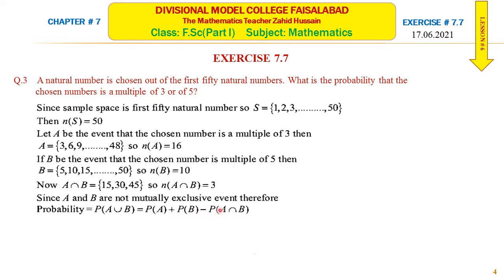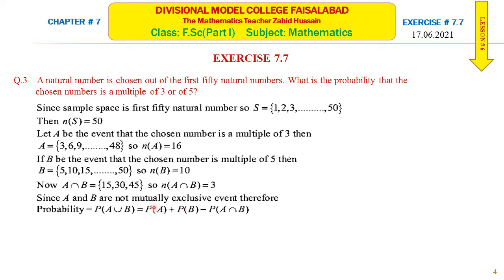This formula is important from your MCQ point of view, both of these formulas. It will be written that if A and B are not mutually exclusive, then probability of A union B or probability of A or B is equal to this. So when they are not mutually exclusive, this is the sum law. When they are mutually exclusive, then probability of A union B or probability of A or B is equal to probability of A plus probability of B only.